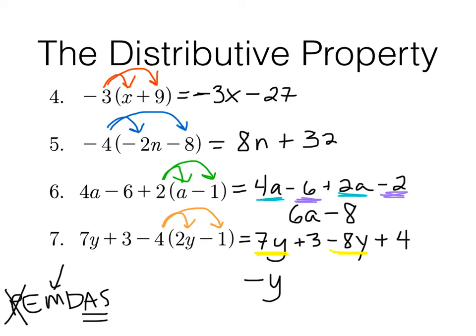And finally, plus 3 plus 4. 3 and 4 makes 7. So negative y plus 7.